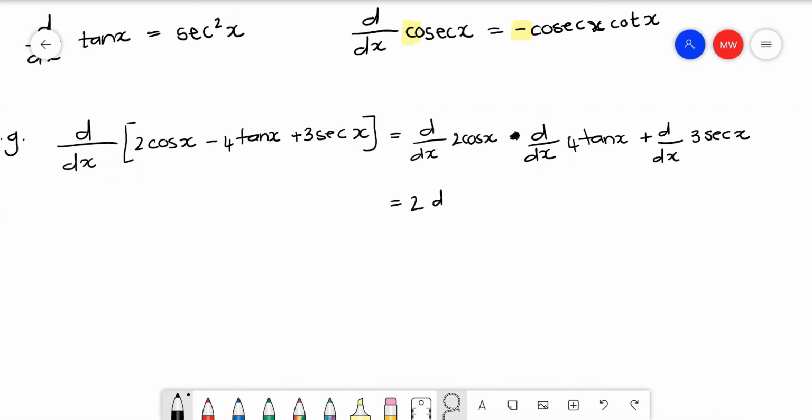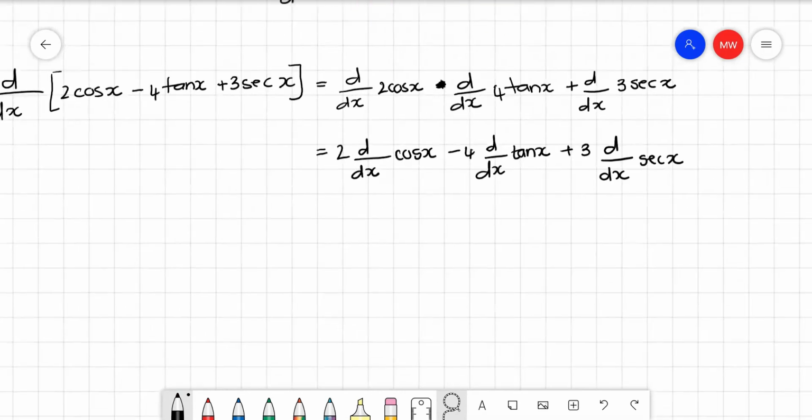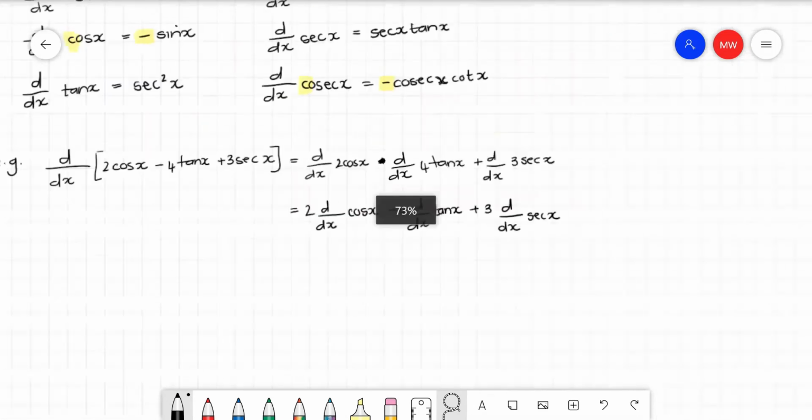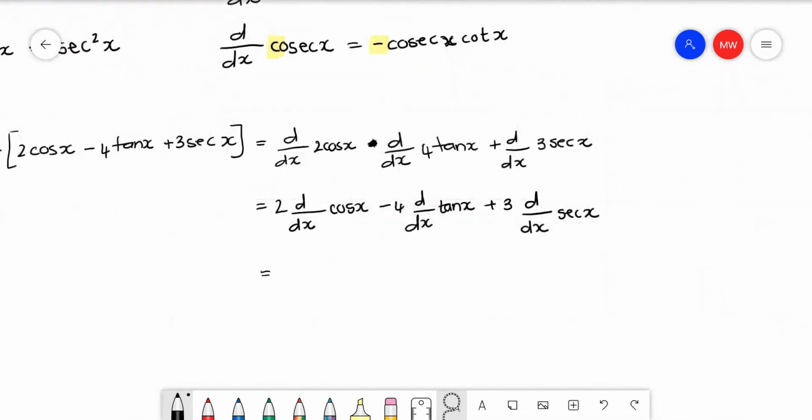Then I'm going to take out the constants and put them in front, so 2 d dx cos x minus 4 d dx tan x plus 3 d dx sec x equals negative 2 sine x minus 4 secant squared x plus 3 sec x tan x.